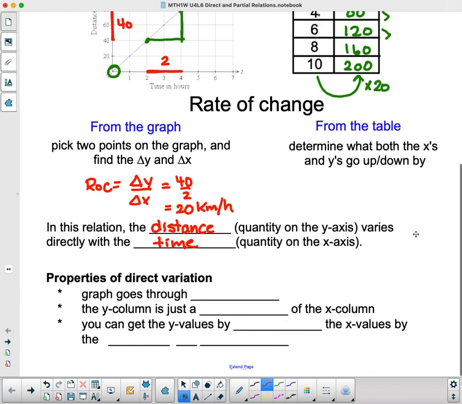Okay, so properties of direct variation. The first thing we want to know is that the graph goes through this point here. Do you remember what that's called? That is called the origin, which is also known as 0, 0. I don't care which way you put it, but the name of it is the origin.